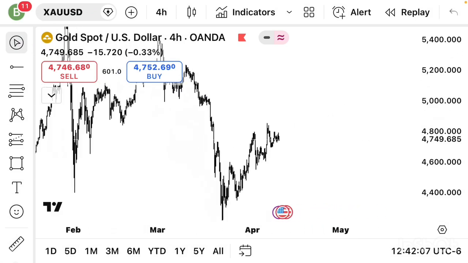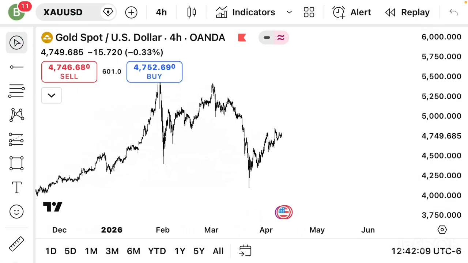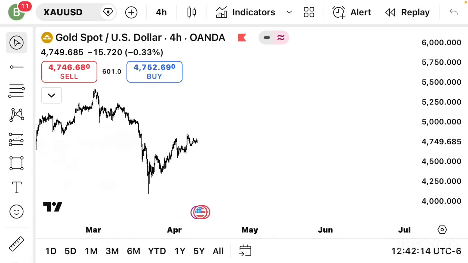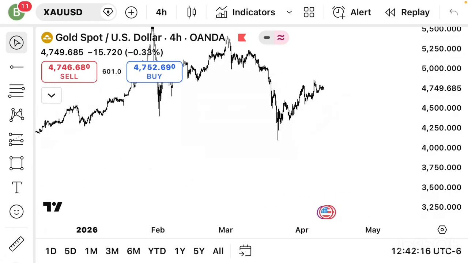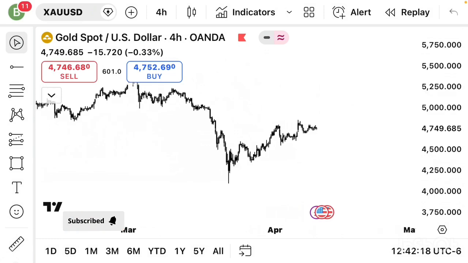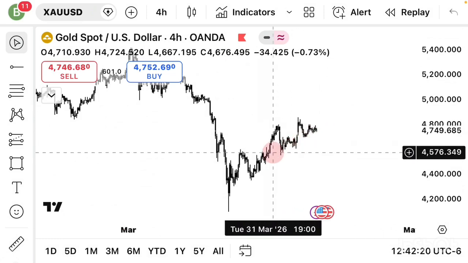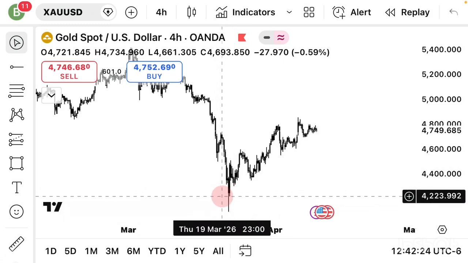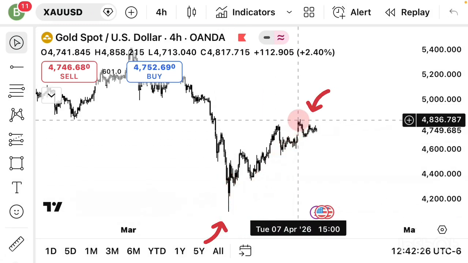So if you look on the 4 hour time frame, you can see that gold has been extremely bearish on the 4 hour time frame. It's been bearish overall, but intraday gold has been bullish, starting from this last low over here until the most recent high over here.